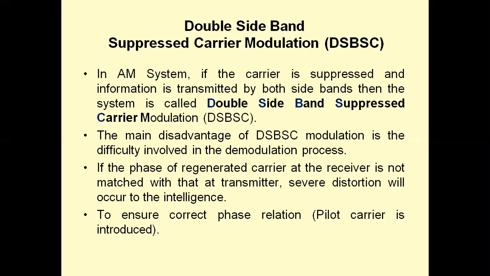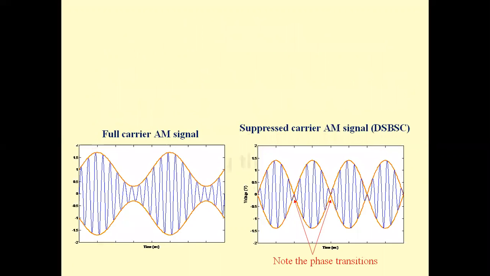If the phase of the generated carrier at the receiving end is not matched with that at the transmitting end, severe distortion will occur. And hence, to ensure correct phase relation, we are using a pilot carrier for transmission of DSBSC, for the purpose of saving in the bandwidth, say saving in the power level.